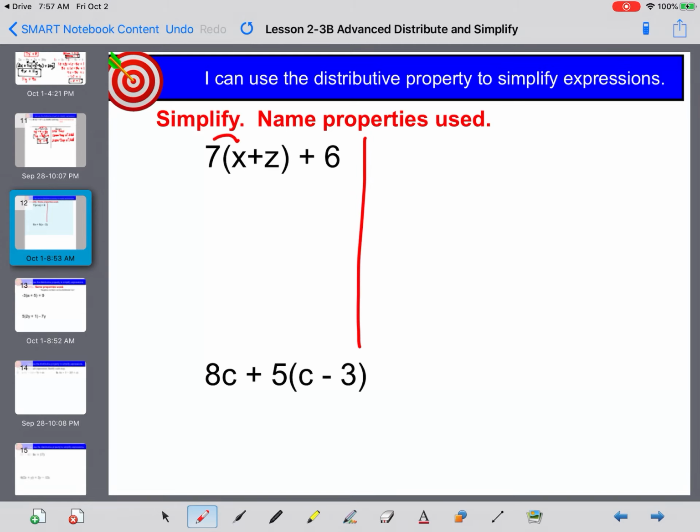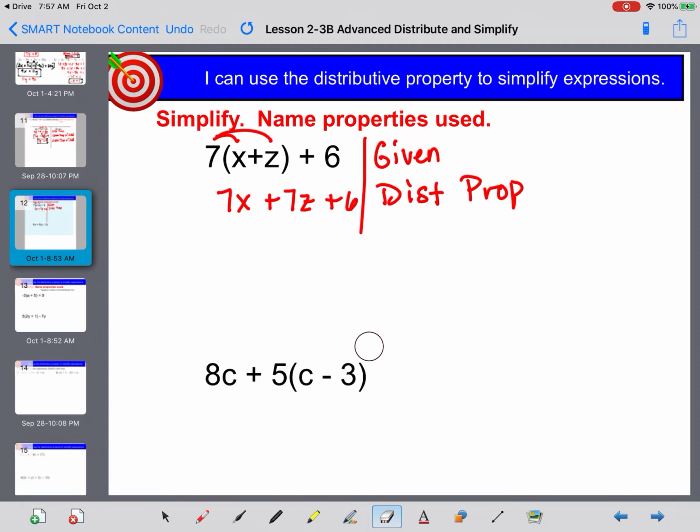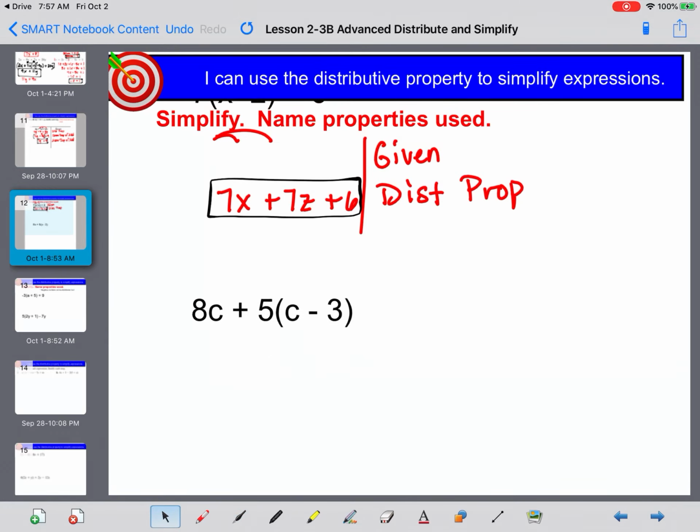All right, hopefully the first thing you did was know that you need to distribute that 7. So this was given 7x plus 7z plus 6. You do not take 7 times 6. You only distribute into the parentheses. Now, do I have any like terms? No, I don't. There are no like terms to combine. So this is my simplified expression. Okay, let's try the next one.